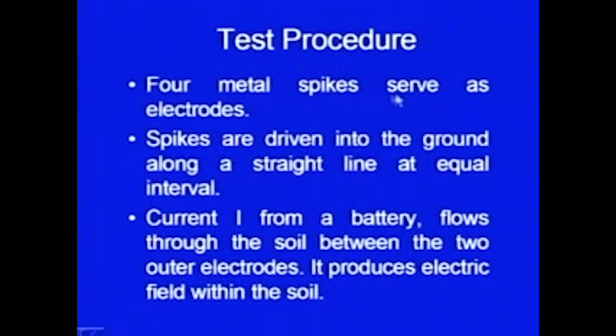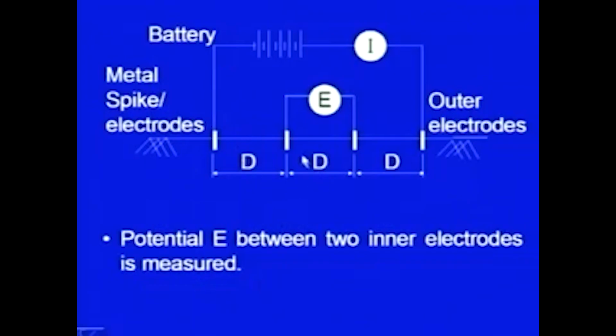The test procedure consists of 4 metal spikes, which serve as electrodes. These spikes are driven into the ground along a straight line at equal intervals, and then a current I is allowed to flow through the soil between the outer electrodes. Here is the schematic diagram. This is the ground level, and here are the outer electrodes, this one and this one, and then the inner electrodes. In between the outer electrodes, using a battery, a current I is allowed to flow. By doing this, there will be a potential E between the inner electrodes. This potential E between these two inner electrodes is measured.